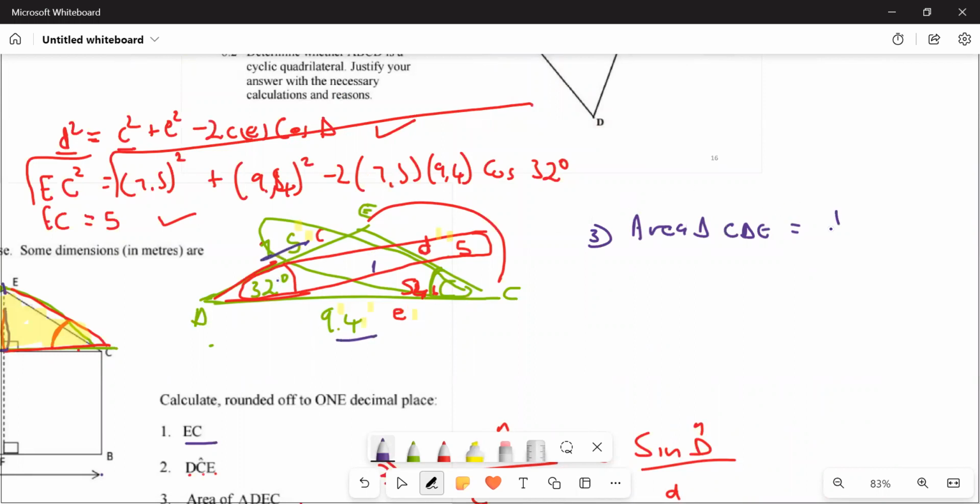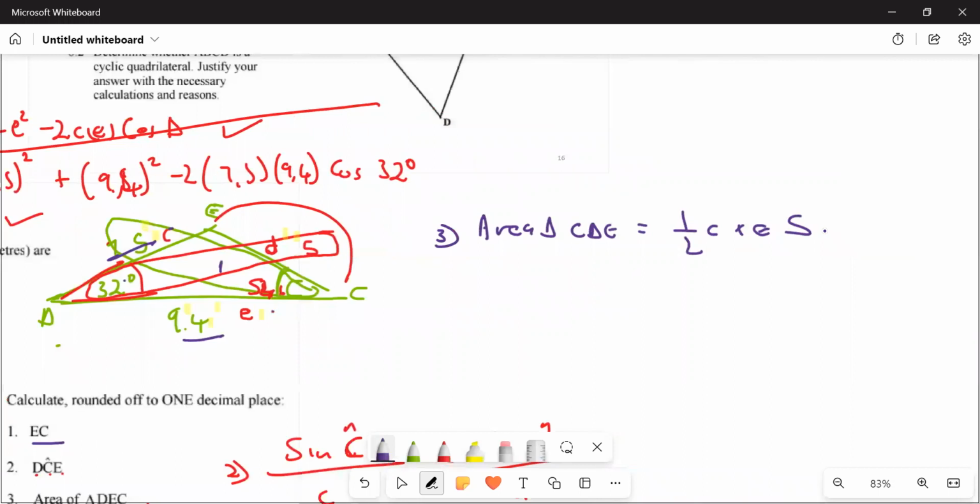So I'm going to say this is going to be given as half C multiplied by E. I'm using C and E, and then the angle, I can't use the angle of C and E, I'm going to use the sine of D. So this is going to be half C. We know what is C, it's 7,5, multiplied by E. We know what is E. What is E? E is 9,4, and then the sine of what?